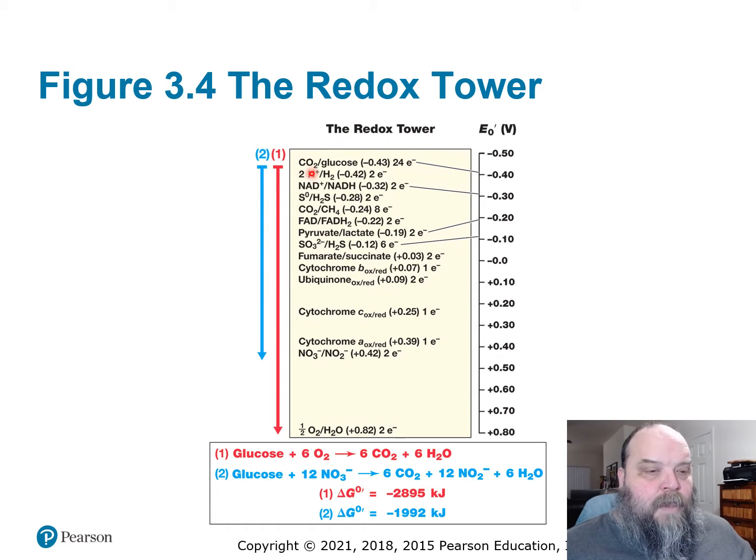The higher up they are, the greater the potential for these to be oxidized. Down lower here, the greater the potential to be reduced. And if you look at it, here are things that are going to give up an electron. Things down here are going to want to take that electron.